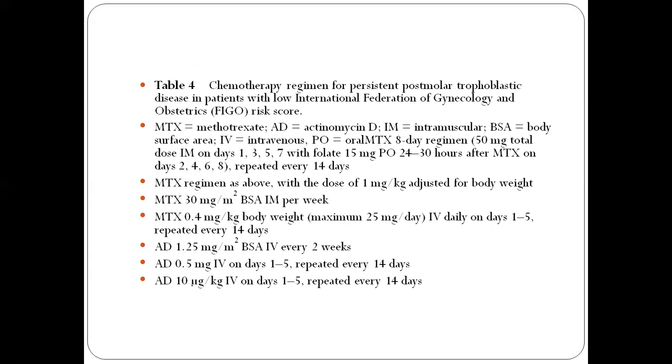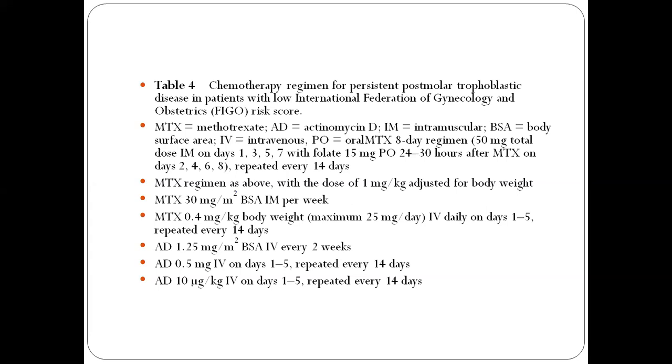Let's move on. Yeah, the next slide now is the treatment we give. For patients whose risk score is 6 and below, most of them are treated with single agent chemotherapy. The two drugs most commonly used are methotrexate or actinomycin D. And it has been shown actinomycin D gives superior outcomes to methotrexate.